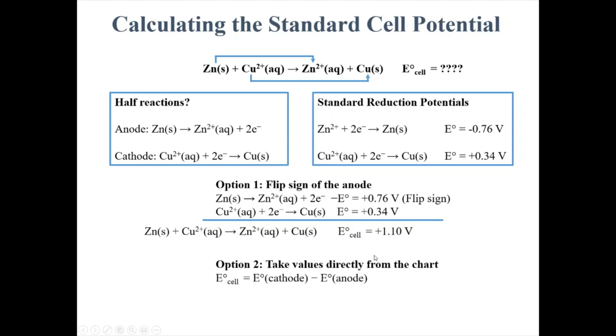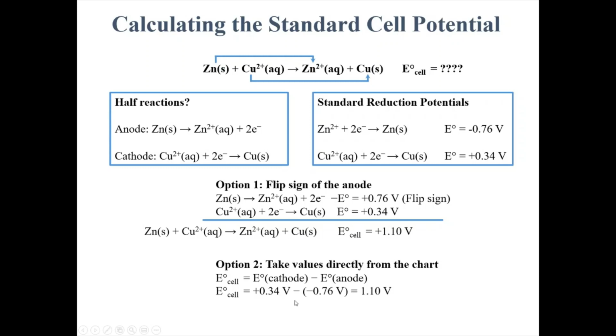Now my preference is to forego all of this flipping and just take the values from the chart directly. So we have this equation where we know that E cell is always going to be the E of the cathode minus the E of the anode. The reason why we have the minus sign here is because it accounts for the flip. So all you have to do is grab the numbers directly from the chart. I didn't do anything to these numbers. I just took the plus 0.34 and the minus 0.76 exactly as they came from the chart. And then I just take the cathode and subtract away the anode, and I get the same exact value. So this is my preference for how to do it, because this is how electrochemists do it. But you can also do it the other way.